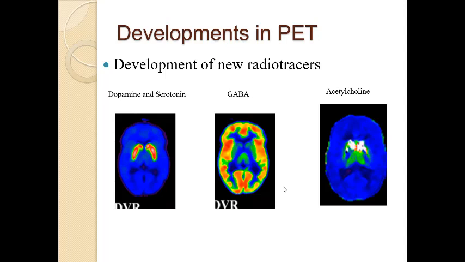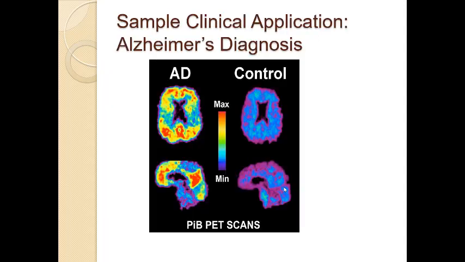For example, there's the Pittsburgh compound B that binds to amyloid plaques, which are a known correlate with Alzheimer's disease. And you can actually detect the presence of these plaques even before people become symptomatic. So this is an Alzheimer's patient, and this is a control, and this Pittsburgh compound B binds to these plaques that form as a part of the disease, and you actually see them forming in the brain, and this can be used to do differential diagnosis very early on.